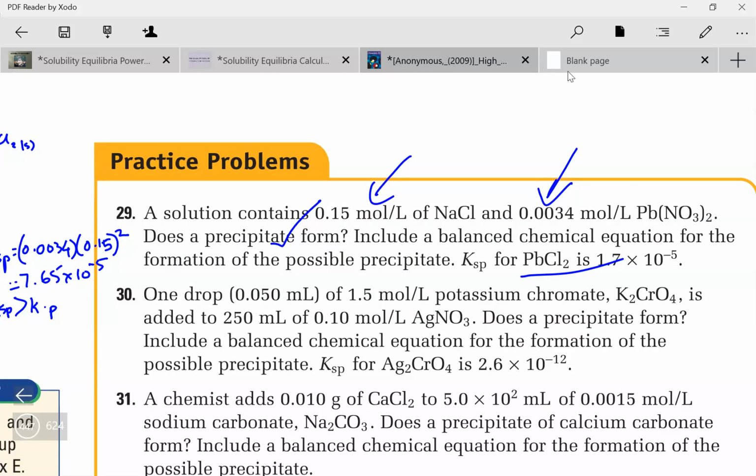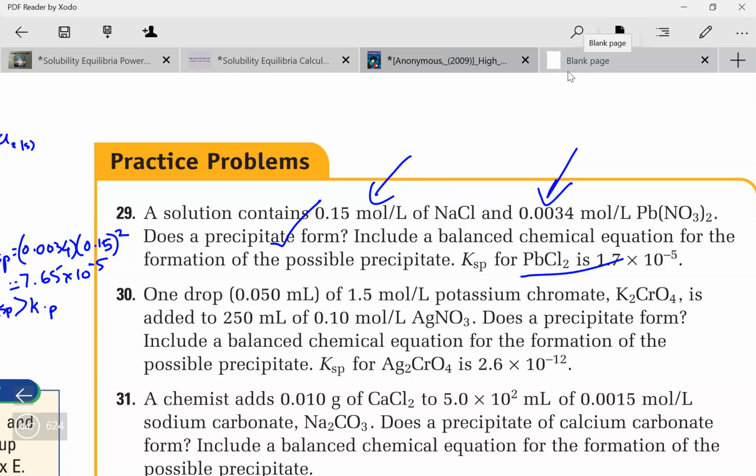So again, let's do another question. 1 drop of potassium chromate is added to that many milliliters of silver nitrate. Does a precipitate form? Interesting question. Okay, same. First we write our double displacement reaction. I think blank page for this.